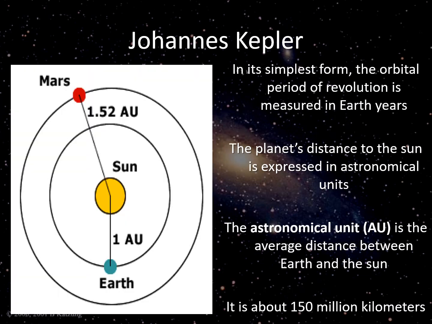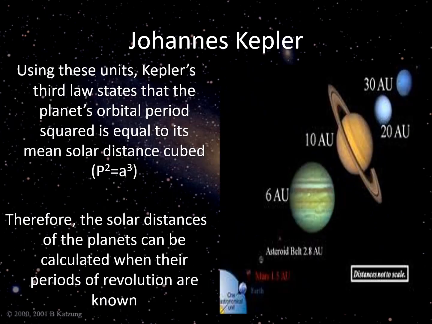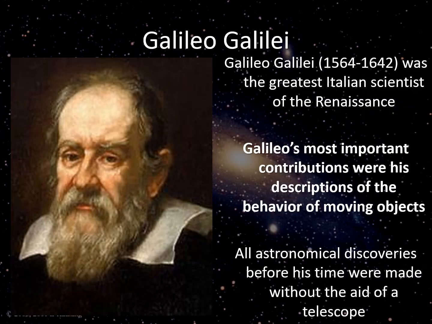In its simplest form, the orbital period of revolution is measured in Earth years. And a planet's distance to the Sun is expressed in something called an astronomical unit, which is the average distance between the Earth and the Sun. And so using these units, Kepler's third law states that the planet's orbital period squared is equal to its mean solar distance cubed. Therefore, the solar distances of the planets can be calculated when their periods of revolution are known.